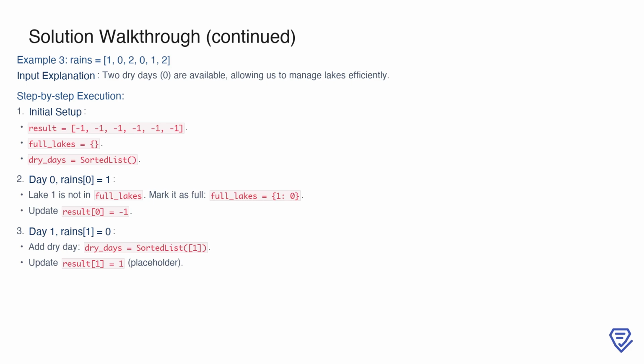On day 0, Lake 1 receives rain. Since it's not full, we mark it as full and associated with day 0. The result for this day remains -1. On day 1, we encounter a dry day. We add it to the dry_days list, making it sorted list 1. As no lake needs drying yet, we place a placeholder value of 1 in the result array.